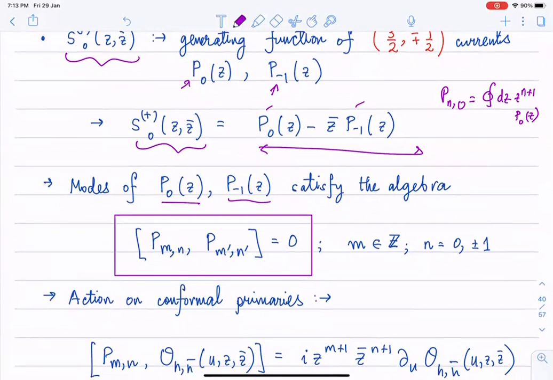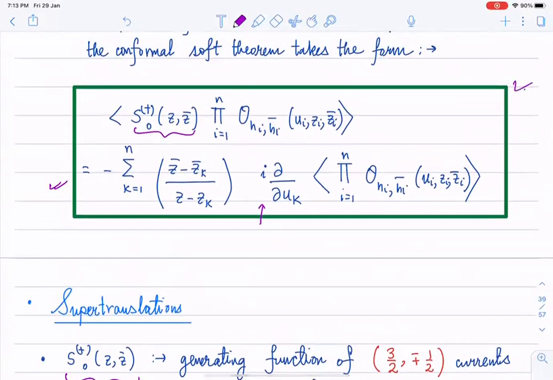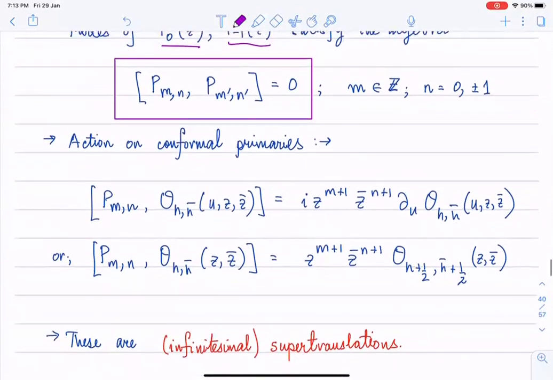Okay, so now from this Ward identity, which we had here, if you rewrite this Ward identity in terms of this new set of currents, which I denoted as P_0 and P_{-1}, from those Ward identities you can extract how these modes P_{m,n} act on conformal primary operators.